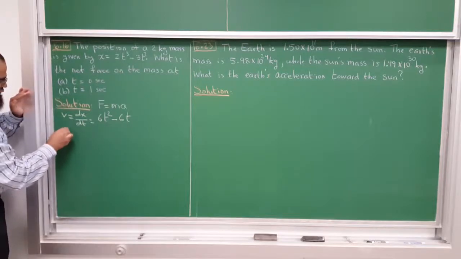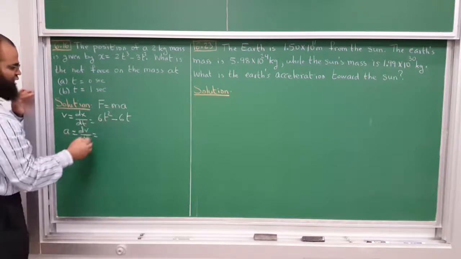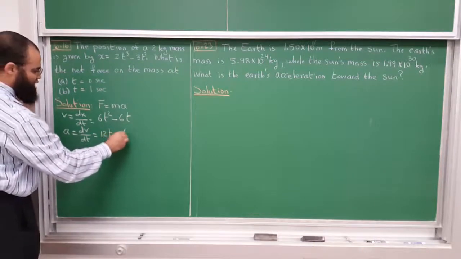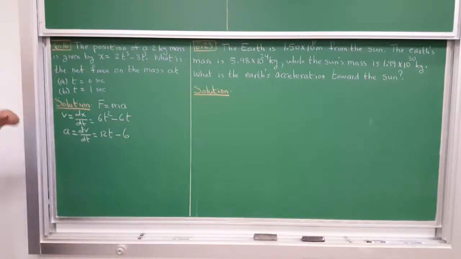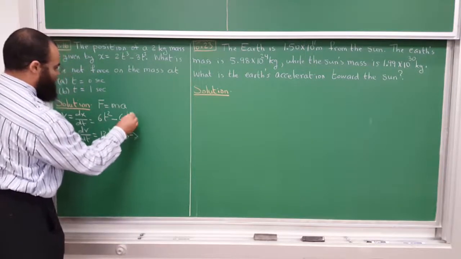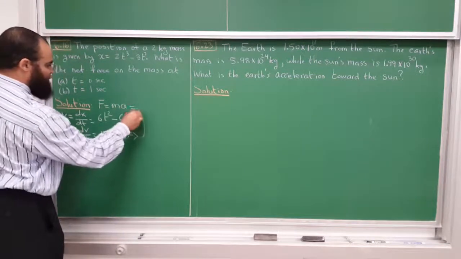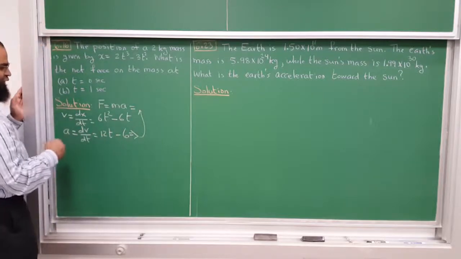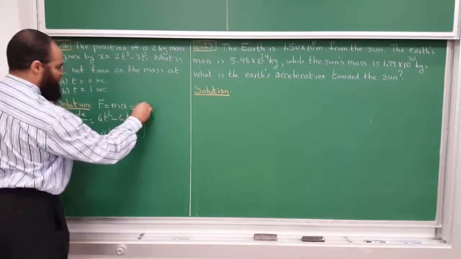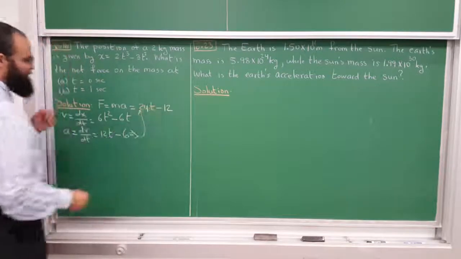And then we will get the acceleration. The acceleration will be dv/dt. Take the derivative, so the 2 comes down, so you get 12t, and then here you get minus 6. Okay, so that's that. And therefore, the force will be 2 times the acceleration, because the mass is 2. So 2 times 12t is 24t, minus 2 times 6 is 12. So that's the force at any time.